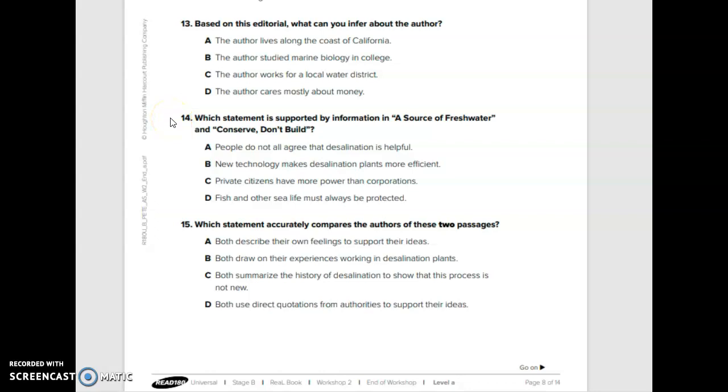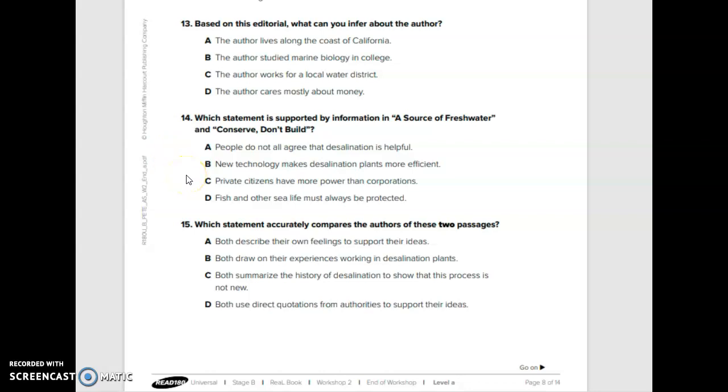Number 14. Which statement is supported by information in A Source of Fresh Water and Conserve, Don't Build? A. People do not all agree that desalination is helpful. B. New technology makes desalination plants more efficient.